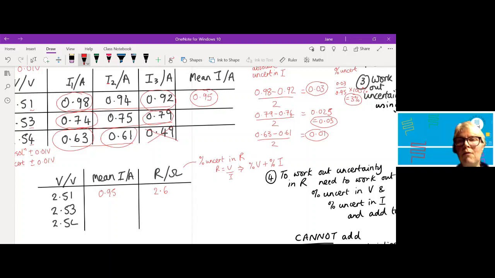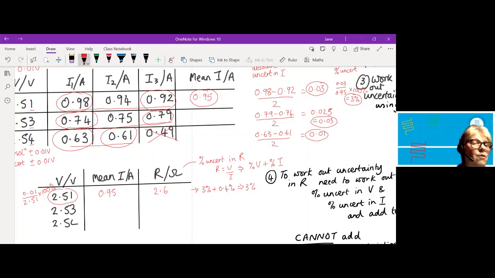So for the first one, we've got 3%. So for here, that would be 3% plus, now, what is your percentage uncertainty in your voltage? It will be plus 0.01 divided by 2.51 times 100%. Let's do that, see if it's significant. 0.01 divided by 2.51 times 100 equals 0.4%. So actually we say that it's not very significant because it's not going to change anything, because we only quote that to one significant figure, so 3%.